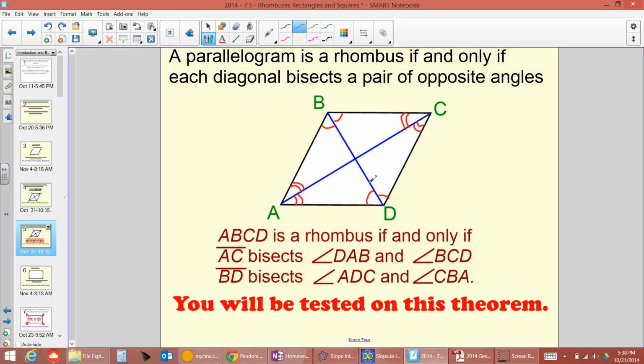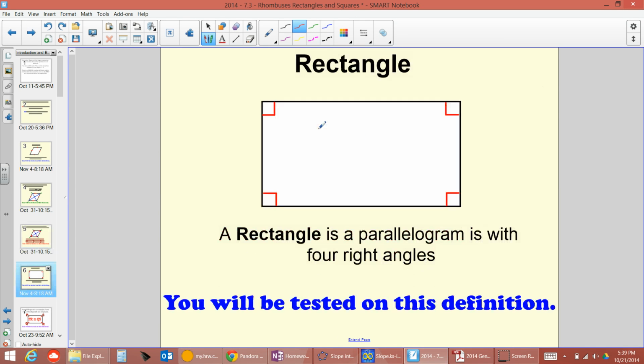All right, both sets of opposite angles are bisected, right here and right here. That's what it means. We know that. If I tell you it's a rhombus, then you should be able to know that the opposite angles are now being bisected. All right. More information about rhombi.